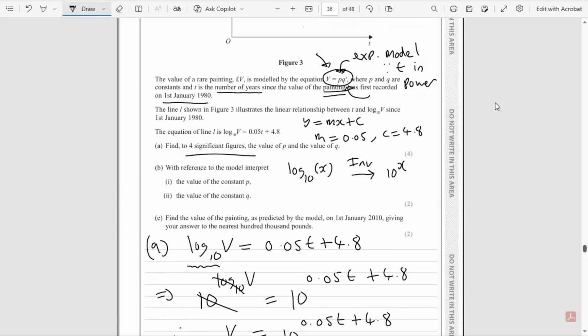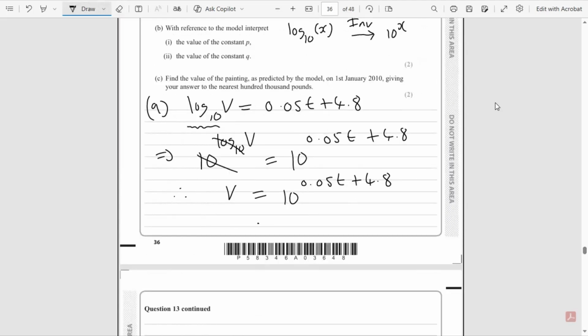So we're not quite there yet. Think about rules of indices. When you add the powers, that means you multiply indices. So this is 10 to the power of 0.05t times 10 to the power of 4.8. Now, it may just be easier to write the 10 to the power of 4.8 first, and then the 10 to the power of 0.05t. Now then, we're almost there, okay?